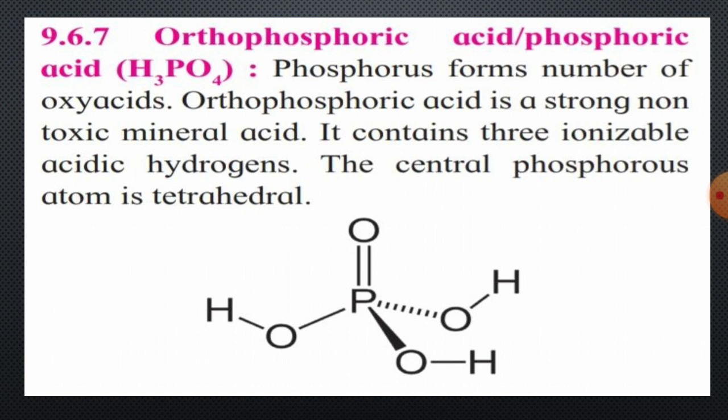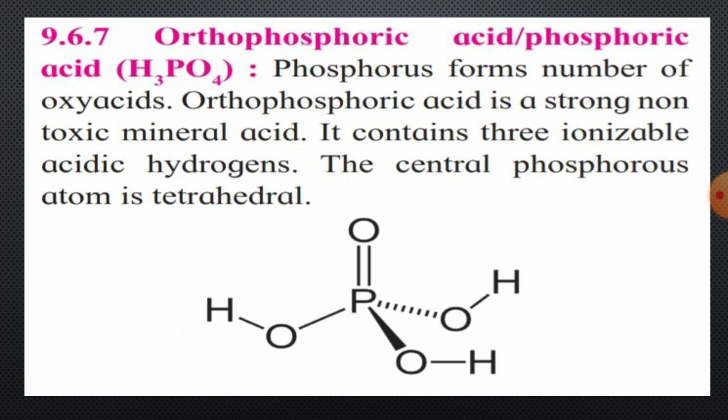Then what is the tetrahedral structure, student? Phosphorus forms 4 bonds with oxygen. 2 are in the plane, 1 is below the plane, 1 is above the plane. Here the central phosphorus atom is tetrahedral, linked to 4 atoms of oxygen, and of these, leaving one atom behind, the other 3 atoms of oxygen are linked to 3 atoms of hydrogen. So this is the structure of orthophosphoric acid.